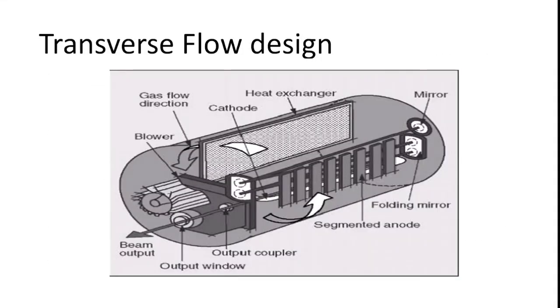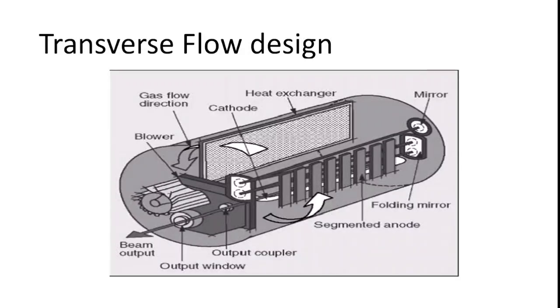So now let's see the transverse flow design. Here we can see segmented anodes, the heat exchanger, the gas flow direction, and the blower. Here the tangential blower circulates low pressure CO2 gas around the inside of the laser tube. Current flow through the tube is perpendicular to the movement of the gas. The optical cavity is perpendicular to both gas and current flow, which means that they are mutually perpendicular.